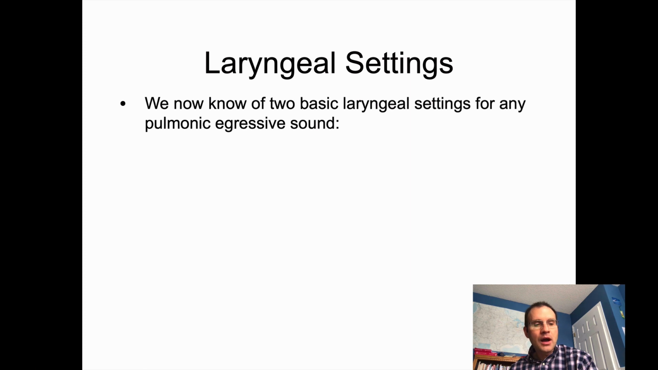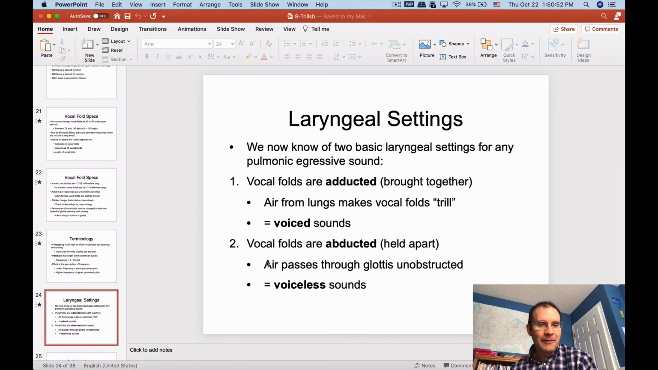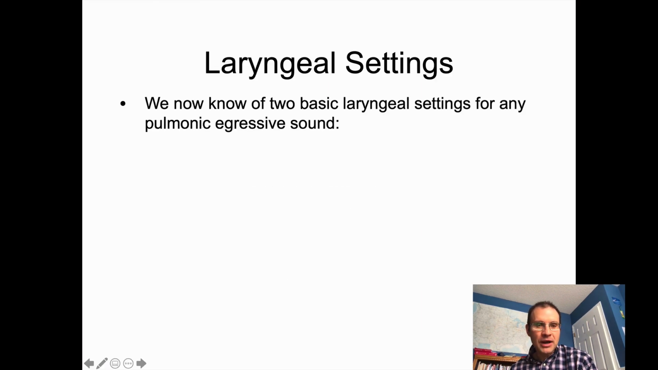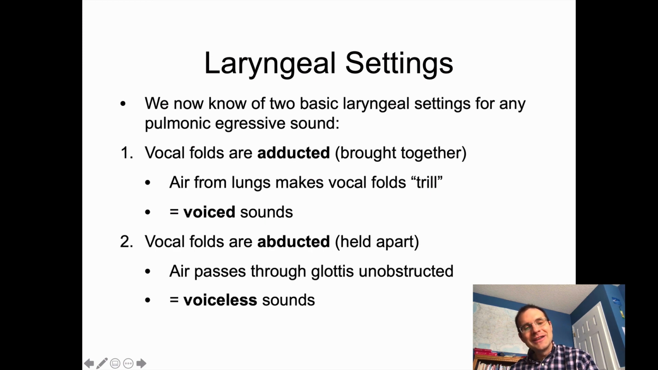Okay, I'm going to use this to lead into another comprehension question that I want to have you puzzle out. We know of two basic laryngeal settings for any pulmonic egressive sound. First of all, if the vocal folds are adducted, or brought together, and then we push air up out of the lungs, then we can make the vocal folds trill, and we can create this phenomenon of voicing. The other way to do it is to have the vocal folds abducted, or held apart. So adducted, brought together; abducted, held apart.